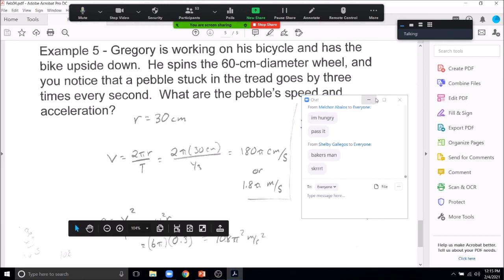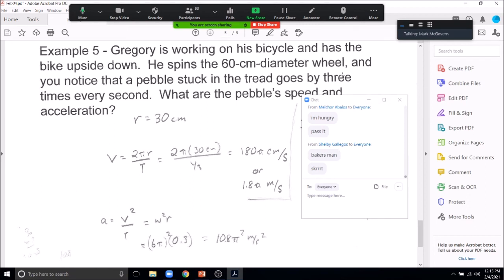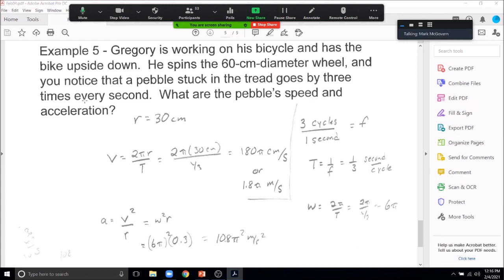So anyway, you notice that a pebble stuck in the tread goes by 3 times every second. What is that telling us? That's actually a concept called frequency. Now, frequency and period are related. They're inversely related. In fact, it's exactly an inverse relationship. But here's how you should interpret these things. Period has units of seconds, but what it means is seconds per cycle. And then frequency is the reciprocal of that. It's how many cycles occur in a second.